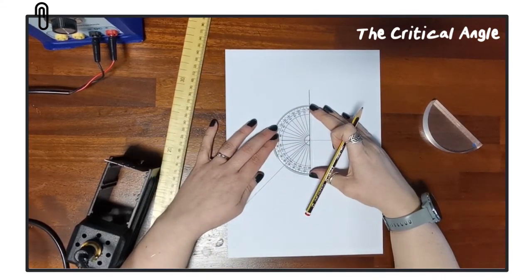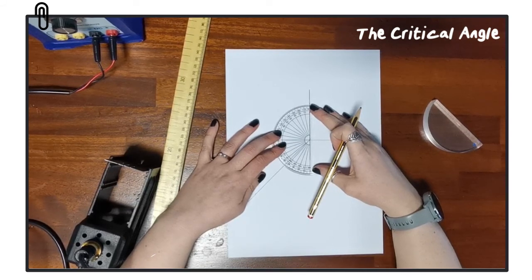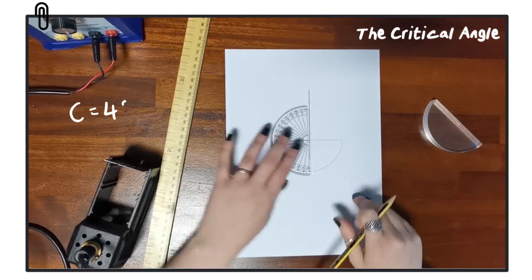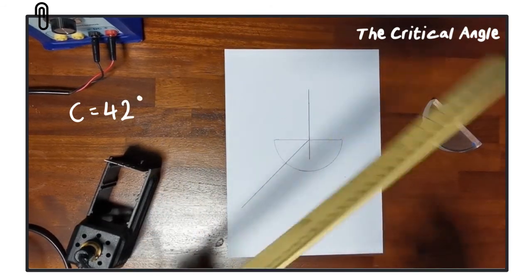This angle is the critical angle. So lining it up with the normal, this angle works out to be 42 degrees. So that means that an angle of incidence of 42 degrees will cause an angle of refraction of 90.